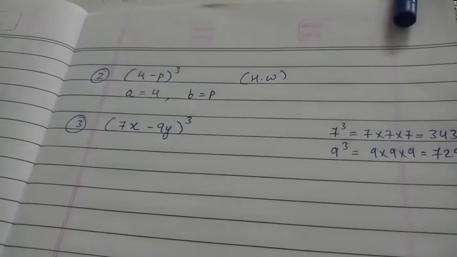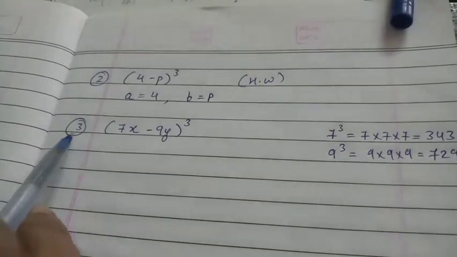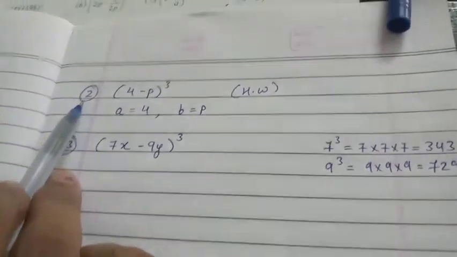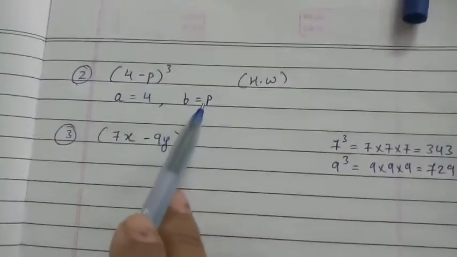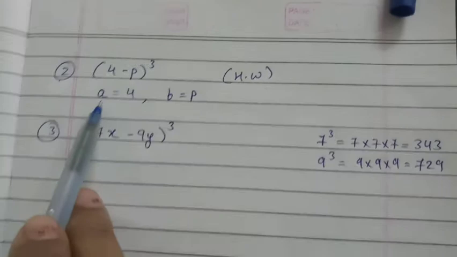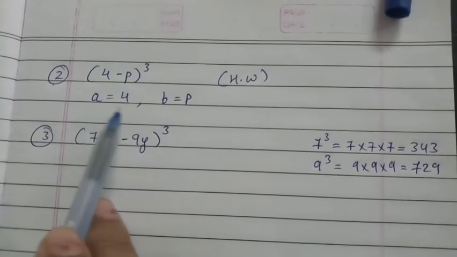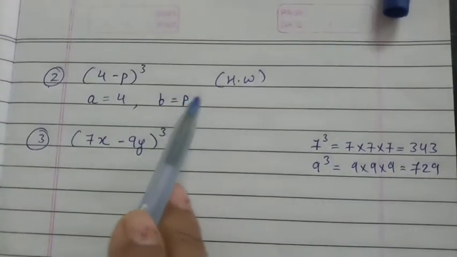Now we will start our example number 3. The second one is homework, you can do it on your own. a equals 4 and b equals p. So put the formula and put the values. You can solve it on your own, it is easy.